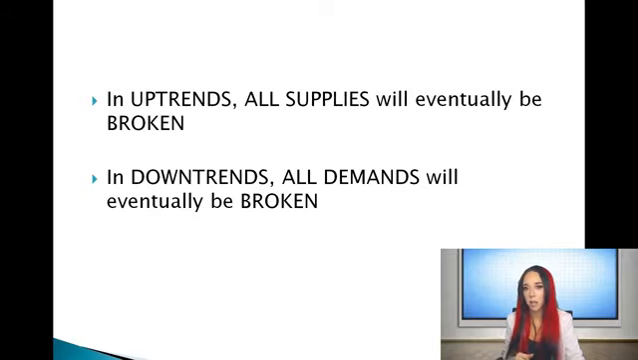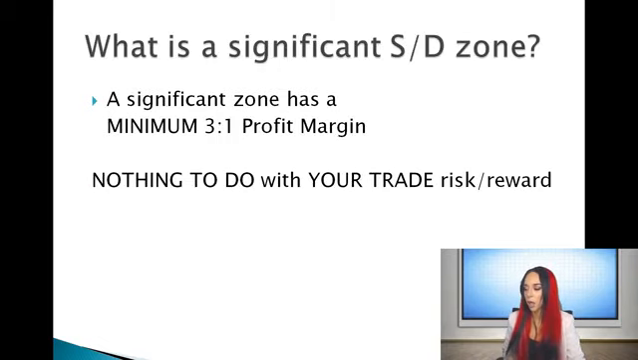So what makes a zone significant? I said before that it only needs to satisfy one condition, not 6 like we need for entries, because this is purely just for trend purposes. The one condition that the zone needs to have in order to be deemed significant is to have a minimum of 3-to-1 profit margin. If a zone doesn't have 3-to-1 profit margin, it's too small a move to bring a trend change. This has nothing to do with your own risk reward on the trade. Where you decide to book your trade is a different matter completely.